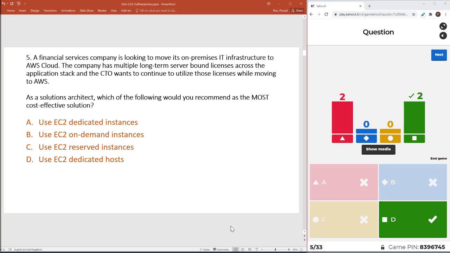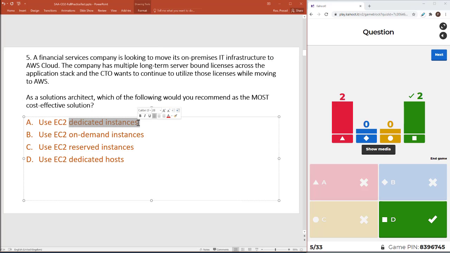Yeah, I knew there would be a bit of a contention on this question, mainly between option A and D, and that's what happened. So the correct answer is option D, dedicated hosts. What we need to understand is the difference between a dedicated instance and a dedicated host. A dedicated host means that you have specific hardware for yourself, and because here we are talking about a server bound license which is tagged to a specific hardware, you need to have dedicated hosts.